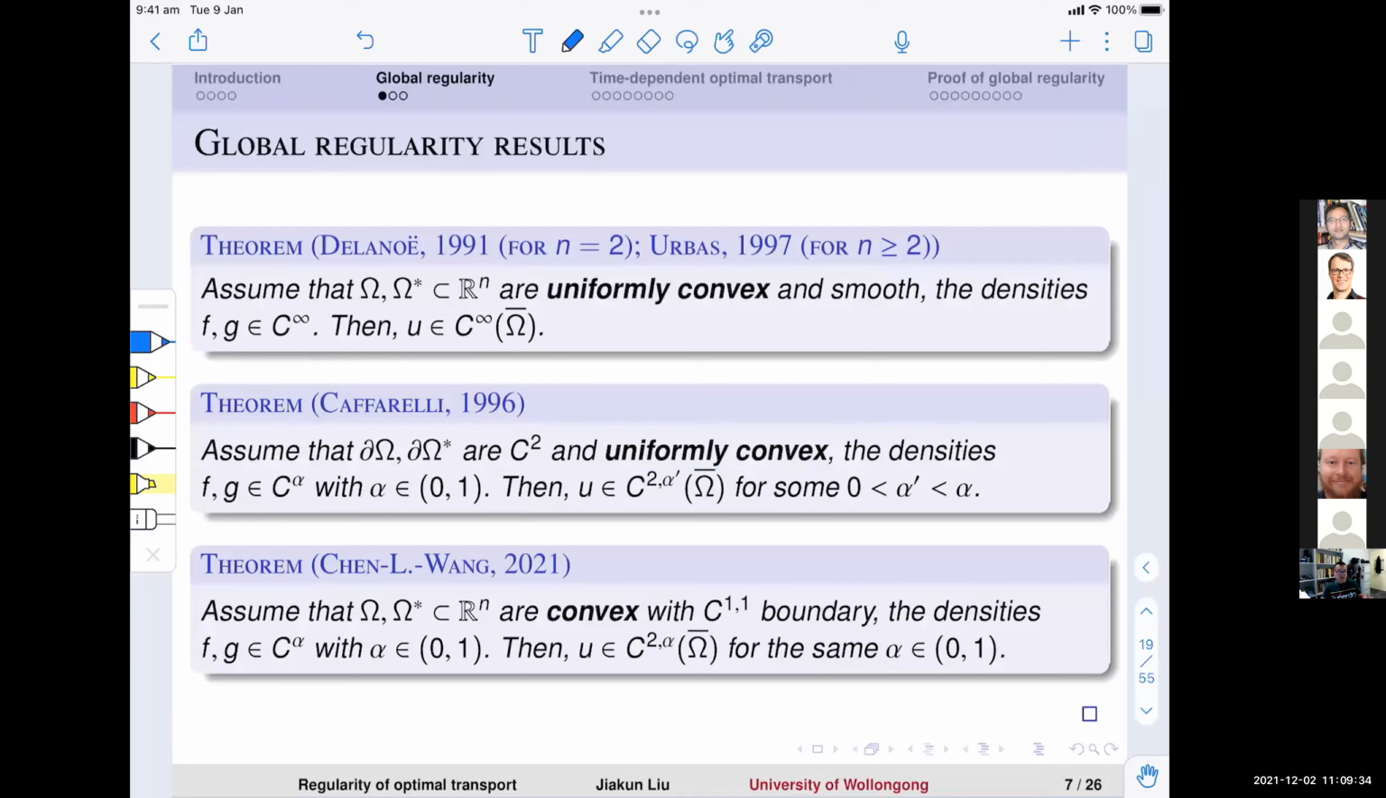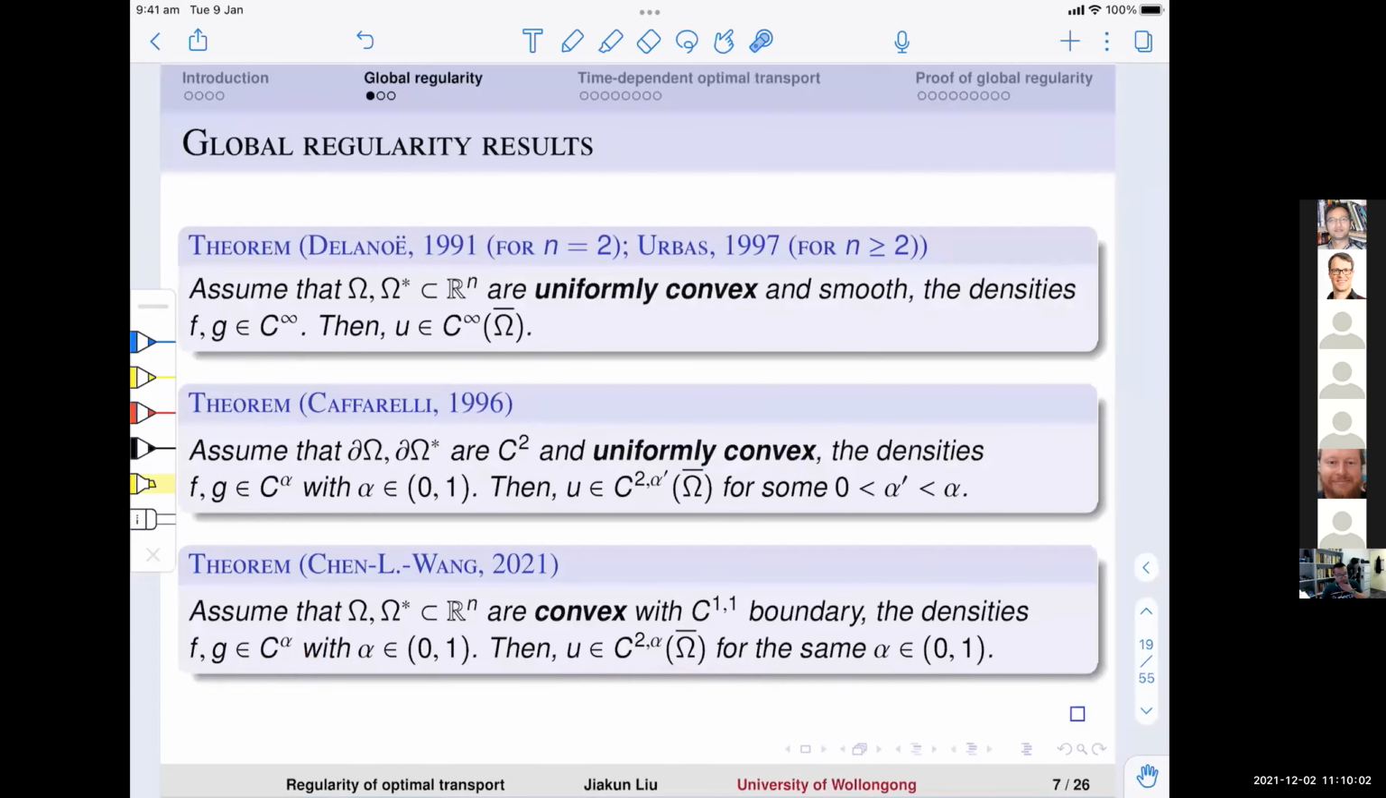We only assume the domain omega star to be convex. That means the curvature could degenerate to be 0. It may have a little bit of flat part. And the regularity of the boundary only needs to be C11. Then we prove that as long as the right-hand side is C alpha, the solution will be C2 alpha globally for the same alpha. So that's our recent result on the global regularity.